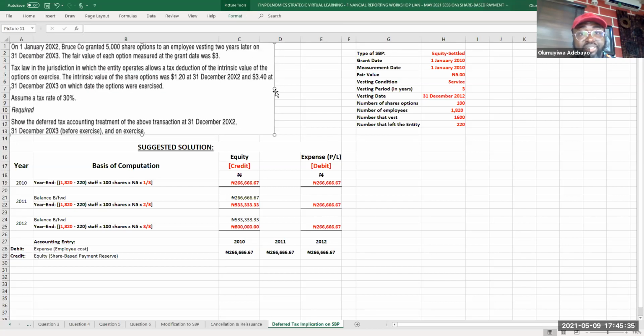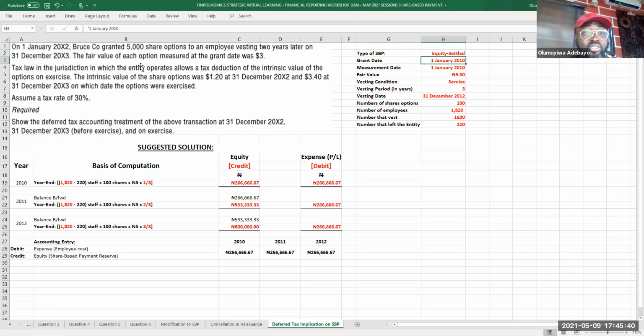If we are to just compute the expense directly, what will we get? This is equity settled. This is 20x2 as the grant date, and the fair value of the option was $3. Here we use 3 Naira. Service condition, how many years? Expected to vest 2 years later on, so that means it's 2 years. The vesting date is X2, X3. Number of employees: they gave us 5,000 share options to an employee. It's just one employee, and 5,000 for that employee. Let's leave the issue of number to vest; these are not relevant. Now, this is what we'll have for a 2-year period.